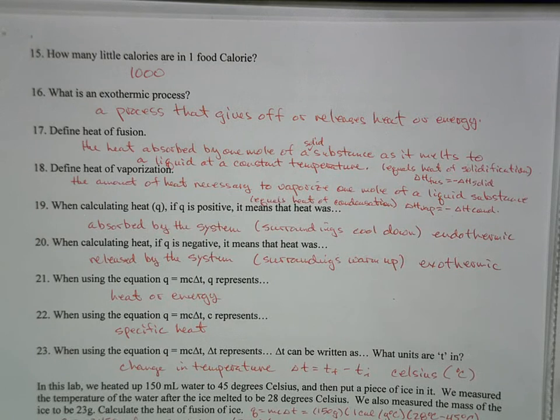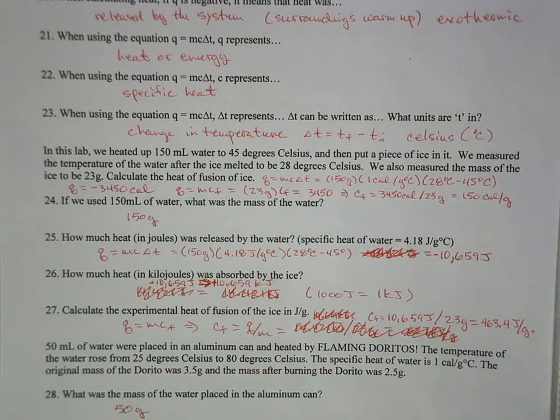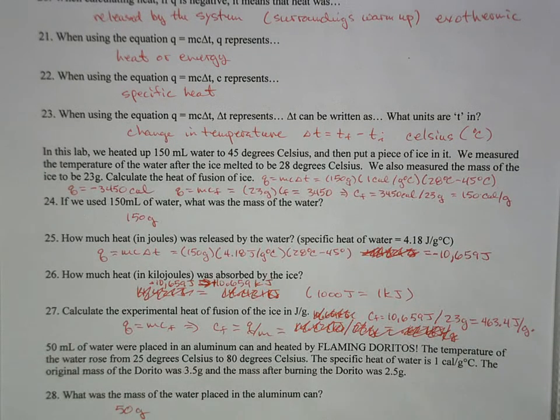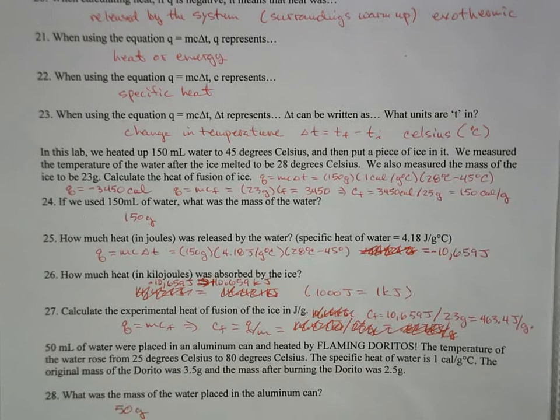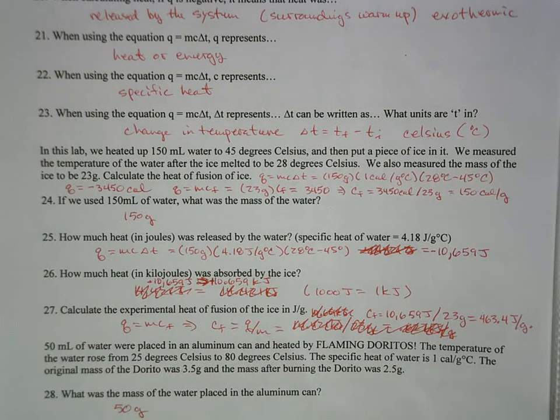23, delta T, change in temperature: TF minus TI, done in Celsius. 24, 25, 26, and 27 all go together. They're all part of this lab problem. They just do the steps, so I put them all together right underneath the problem, and then we separate them in 24, 25, 26, and 27.